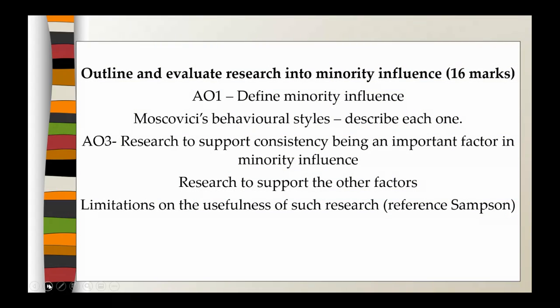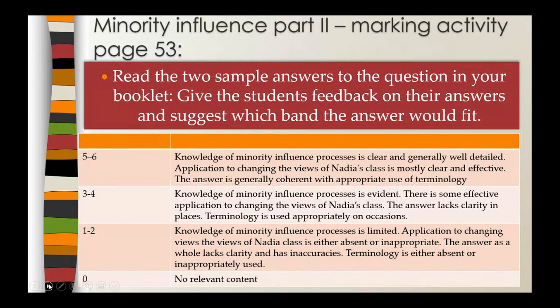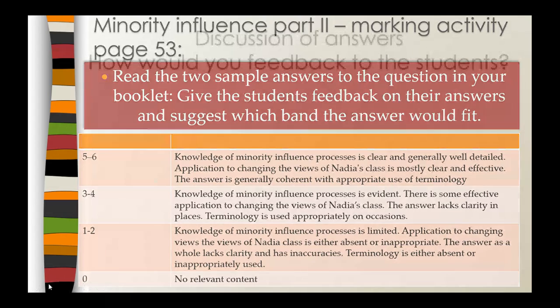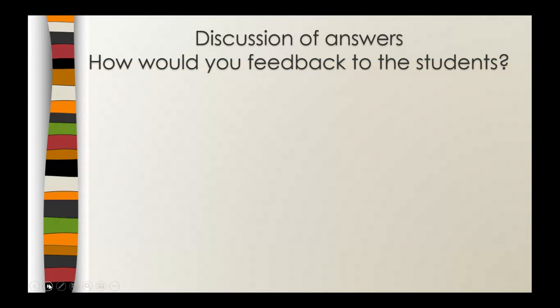So, outline and evaluate research into minority influence. The plan on the slide here shows you potentially what could be in your A01 and what could be in your A03 for this essay. In your booklet on page 53, there are 2 sample answers. Look at the answers and decide what marks you would give them. This is the mark scheme here. And then how would you feed back to the students?